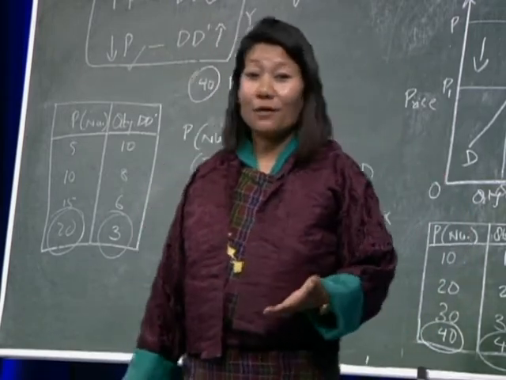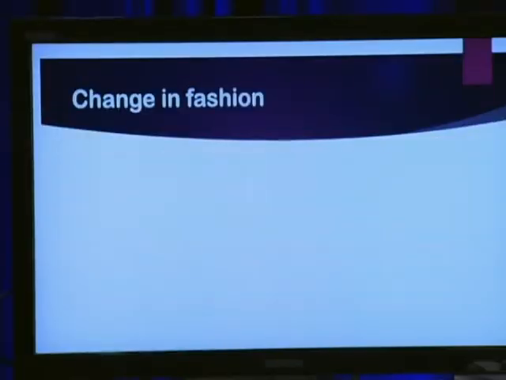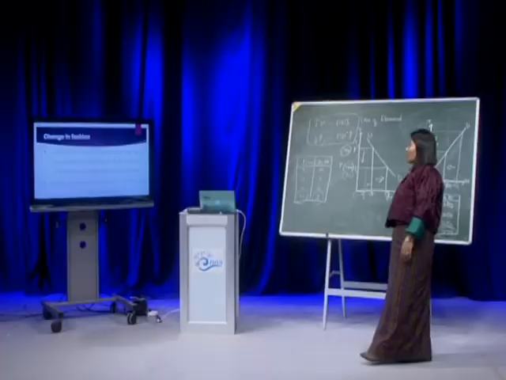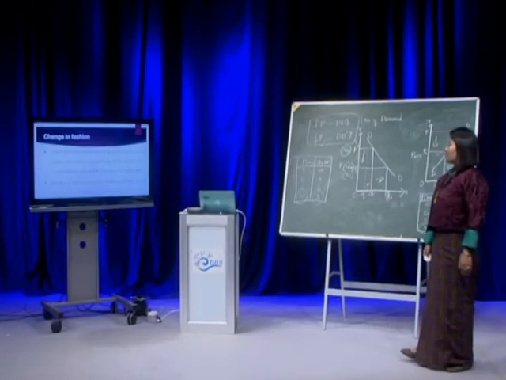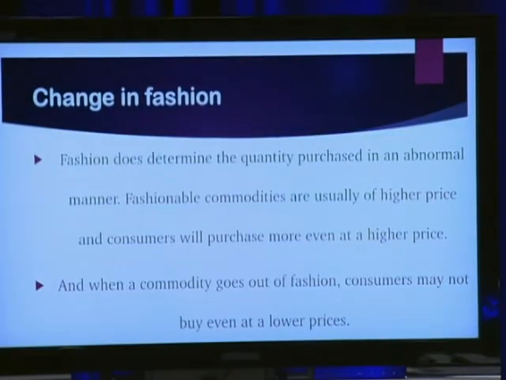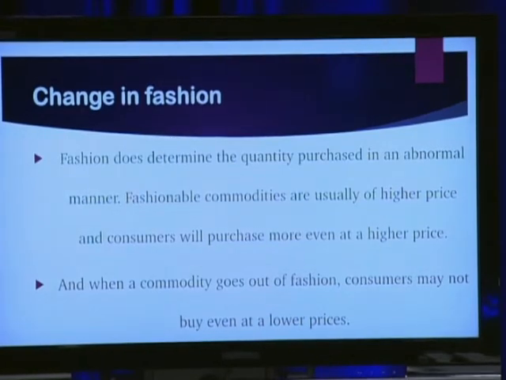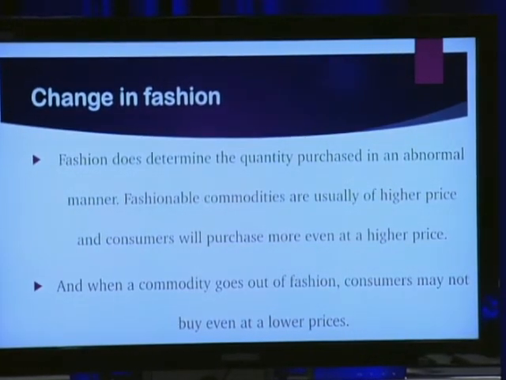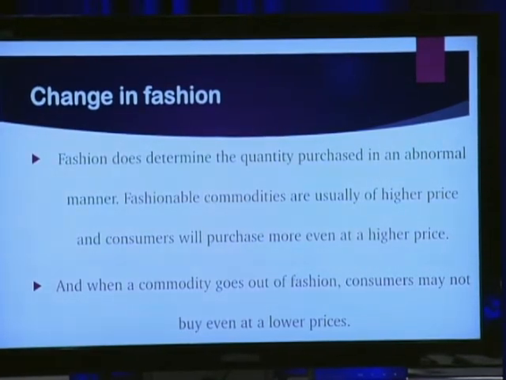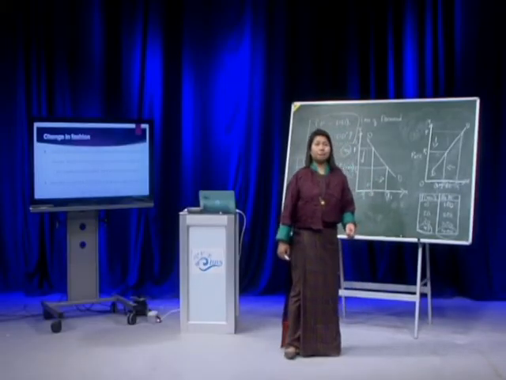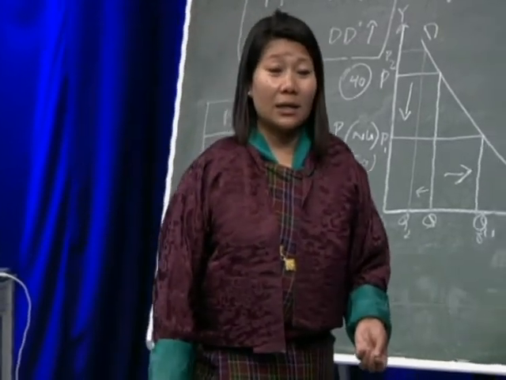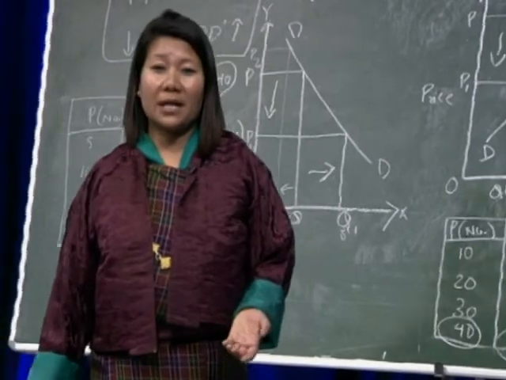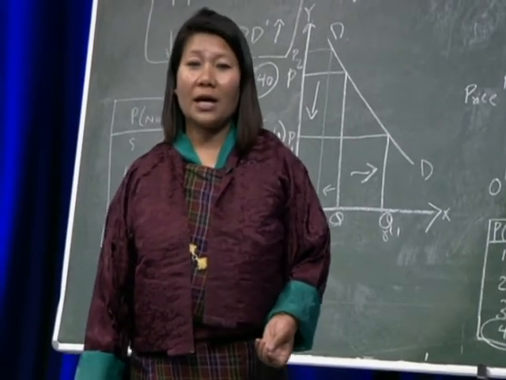And then with fashion, let's see what is happening. When the fashion changes, what is happening? Fashion does determine the quality purchase in an abnormal manner. Fashionable commodities are usually of higher price, and consumers will purchase more even at a higher price. I have seen lately that especially teenagers are very fond of having this brand Supreme shirts, and also shoes.